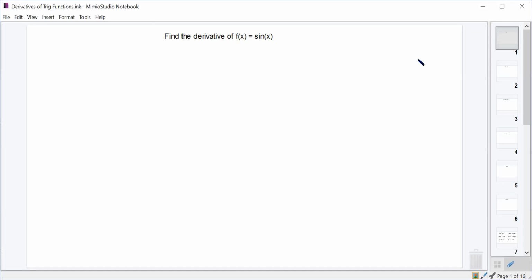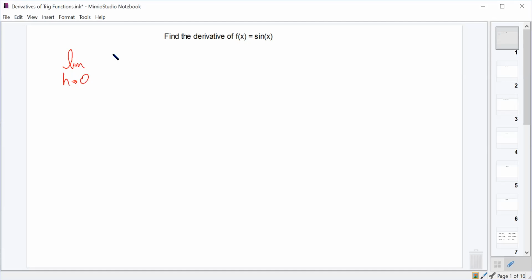Okay, well, if you don't know how to find the derivative, the best thing to do is to set it up as a limit as h approaches 0 of the difference quotient. So that's f of x plus h.